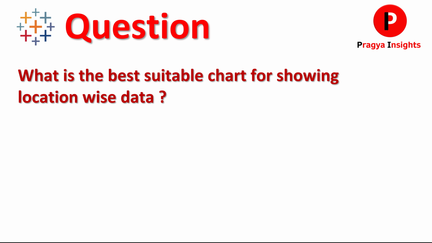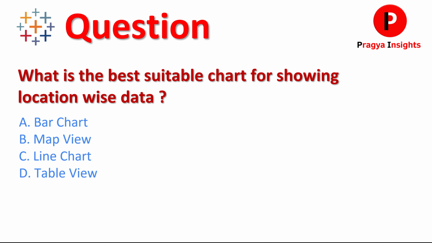The question is, what is the best suitable chart for showing location-wise data? A. Bar chart, B. Map view, C. Line chart, or D. Table view. Please share your answer in the comment.